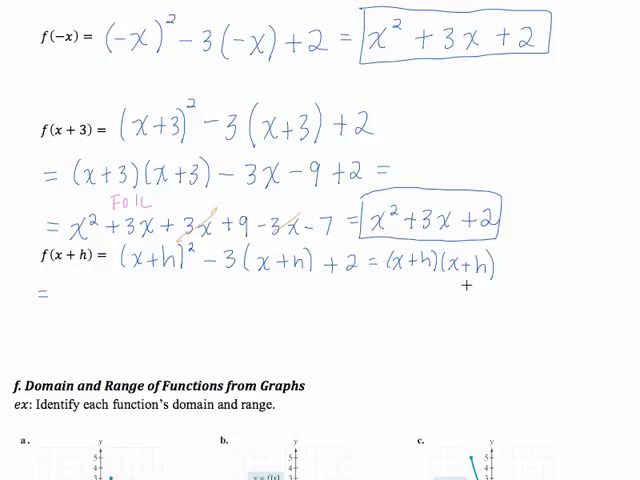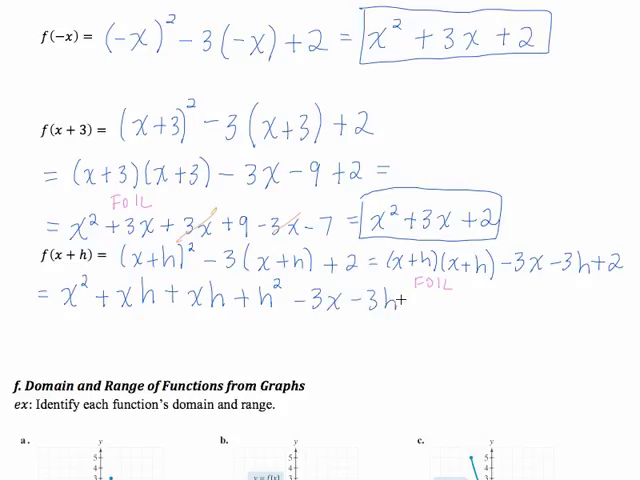So x plus h times x plus h. Minus 3 times x plus h. Let's distribute the minus 3. So it becomes minus 3x minus 3h. And then this plus 2 carries along. So here I'm going to, again, have to FOIL. So my first two terms are x and x, which multiplies to x squared. My outside term is x times h is positive xh. My inside terms are, again, x and h, so positive xh, and then plus h squared. Then all these three terms carry along. Copy them, minus 3x minus 3h plus 2.